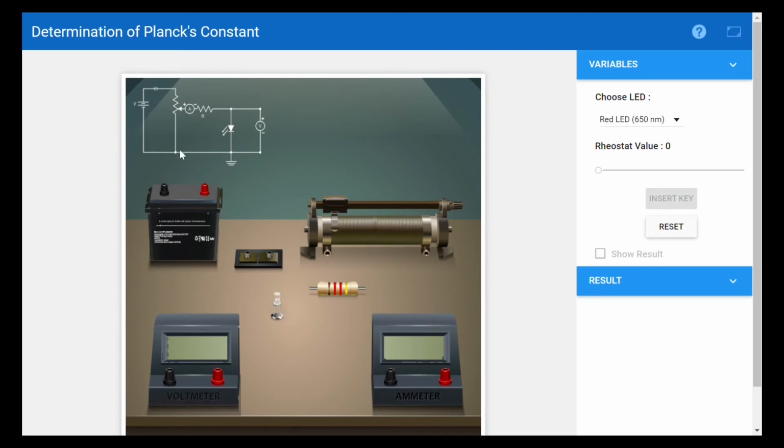First of all, we will be making connections by seeing this circuit diagram which is provided by the lab itself, and making all the connections correctly. So let me make the connections first, then I will be explaining.